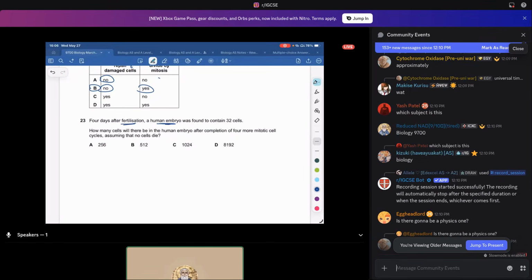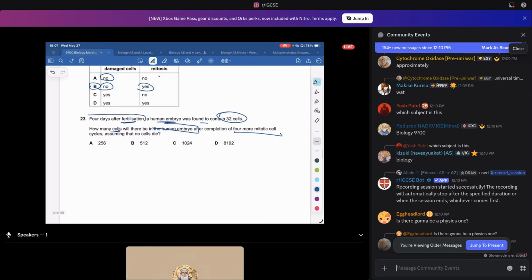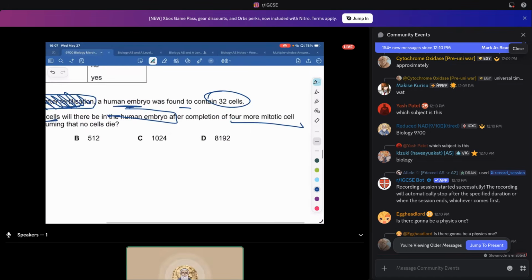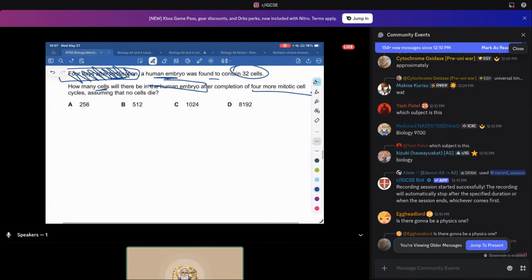Four days after fertilization, the human embryo was found to contain 32 cells. How many cells will be there in the human embryo after completion of 4 more mitotic cell cycles? Paper 1 is the only paper in which the examiner can misdirect you. 4 days after fertilization is absolutely useless. It just says 4 more mitotic cell cycles. Now we know that in each mitotic cell cycle the number of cells doubles.